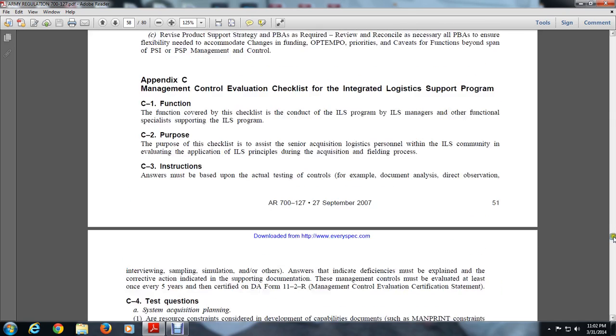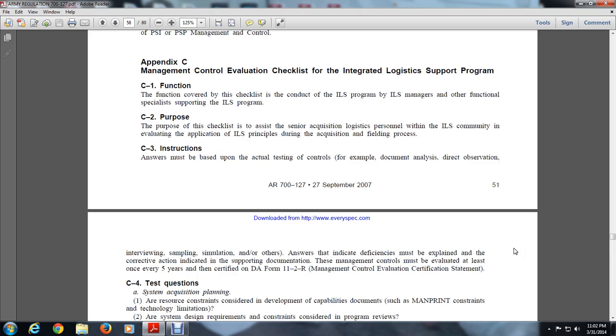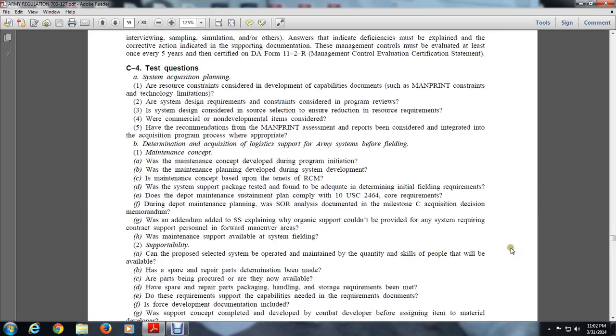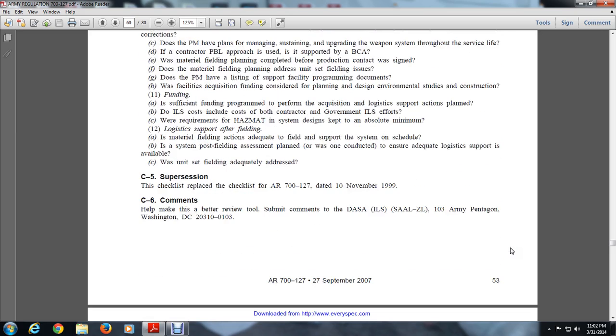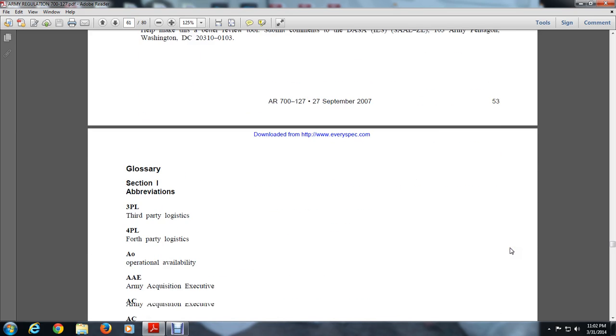And what we got in Appendix C: Management control evaluation checklist, Integrated Logistics Support program function purposes, instructions, test questions, supersession and comments, and a glossary.